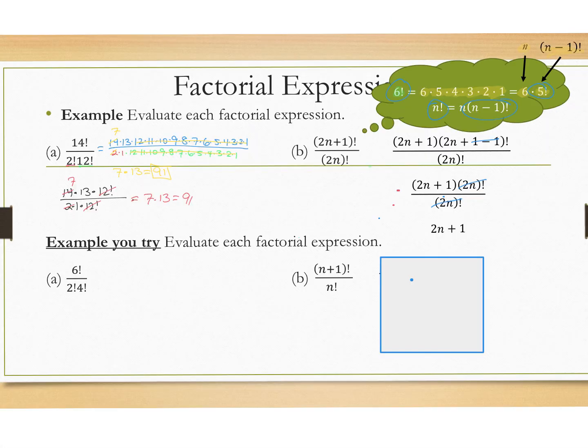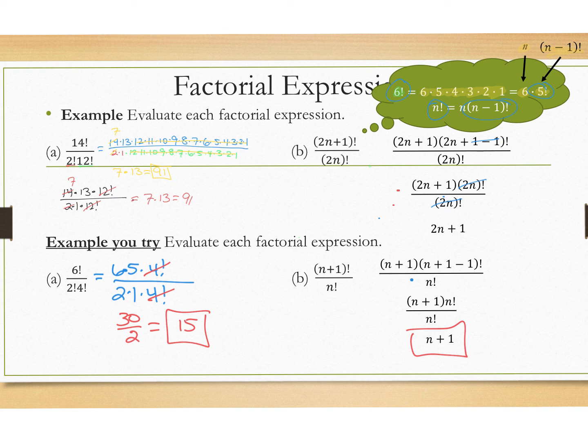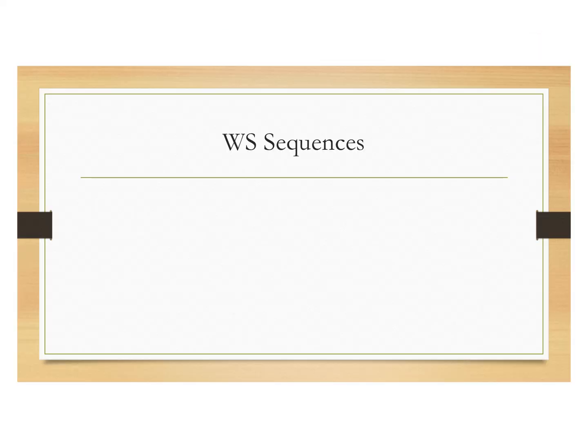Take a minute and try these example U-tries. So hopefully in A you found an answer of 15, and in B, n plus 1. Yay, it's time to do some practice. The end.